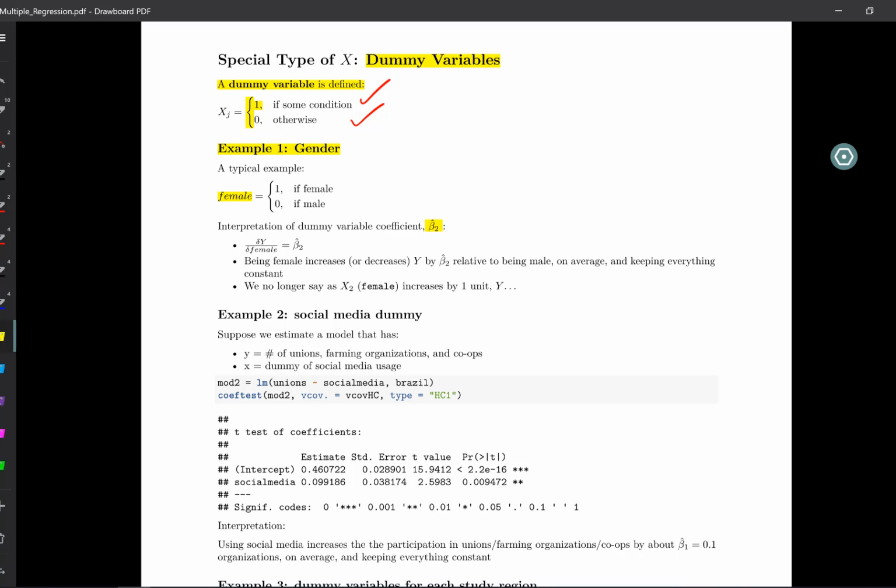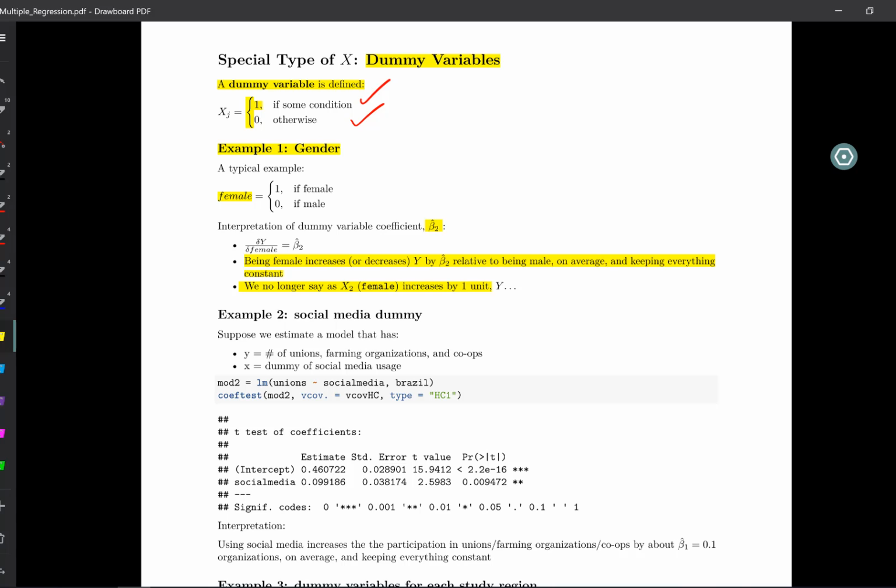So specifically in words, we would say being female increases or decreases, depending on the sign of the beta 2 hat, y by beta 2 hat relative to being male on average and keeping everything else constant. We no longer say that as x2 or female increases by 1, then y is affected in a certain way. That makes no sense because female is not increasing by 1. It only goes from 0 to 1.